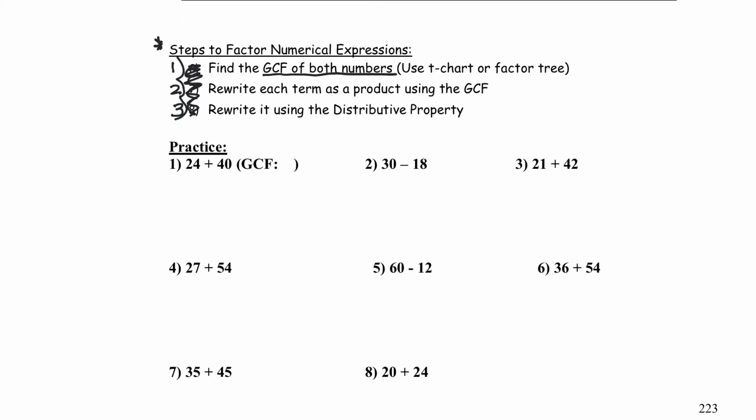Step 2 is going to be to rewrite each term as a product using the GCF, and I'll explain how that works as I go along. And then number 3, rewrite it using the distributive property. Okay, ready? Here we go.